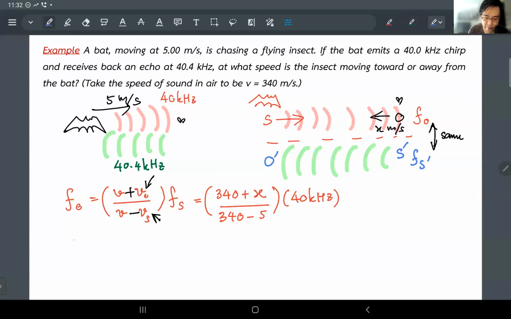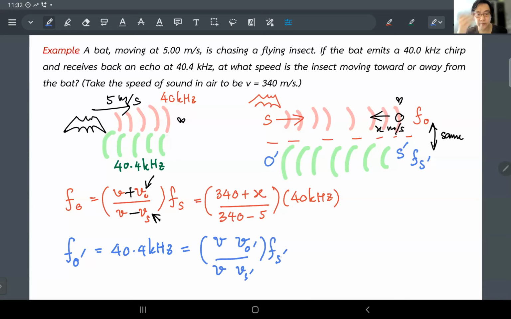Now, in the second half, you want to calculate the observed frequency at the end, the O prime. And you know this number is supposed to be 40.4 kilohertz. You guys with me? Right? That's the final frequency that the bat received the echo. You equate that to, once again, you set up the structure, V sub O prime, V sub S prime, and f sub S prime. That's for the second half.